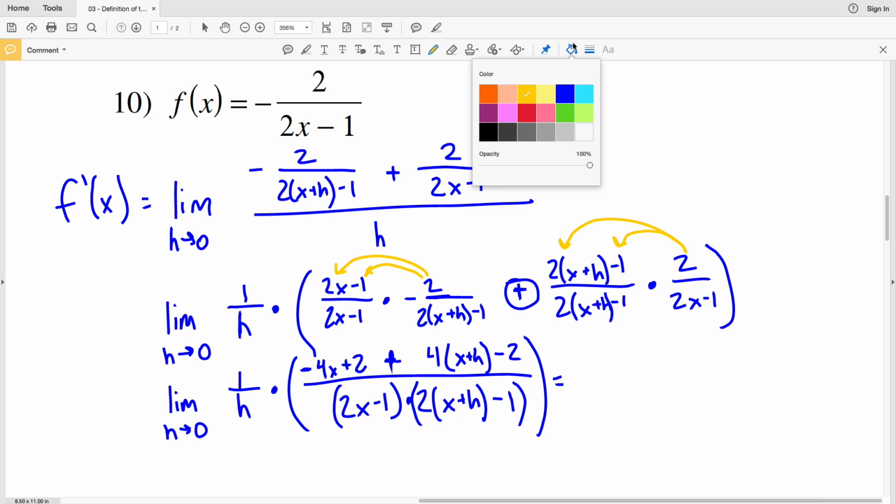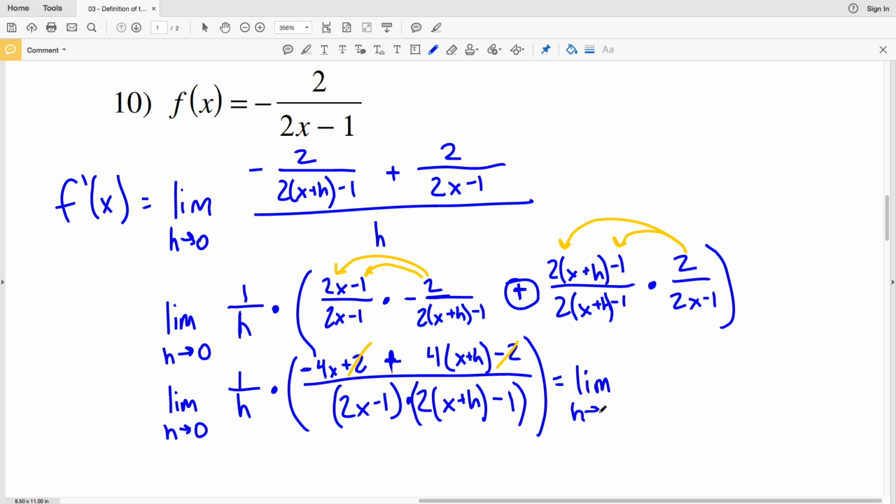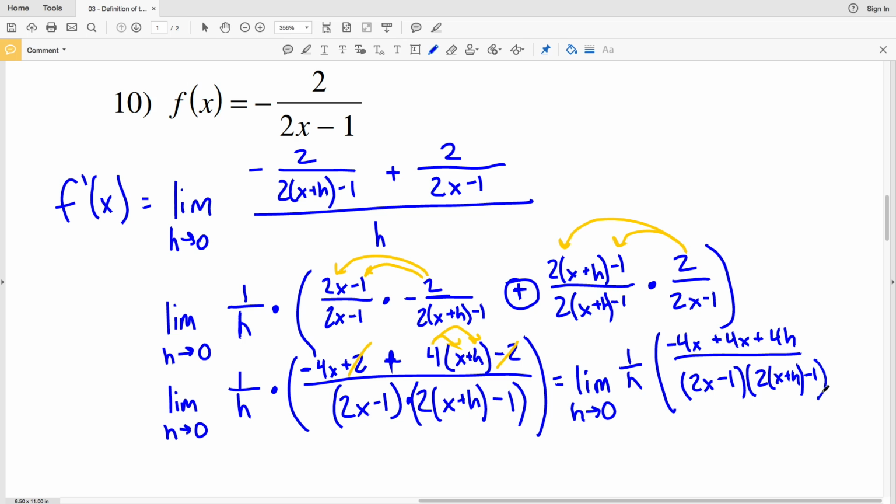And now you can see we can simplify. 2 will cancel out with negative 2, so I'll have the limit as h approaches 0 of 1 over h times negative 4x. Now I'll go ahead and also distribute 4 to x and h, so that's going to be negative 4x plus 4h, and that's all over our denominator of 2x minus 1 times 2 times x plus h minus 1.